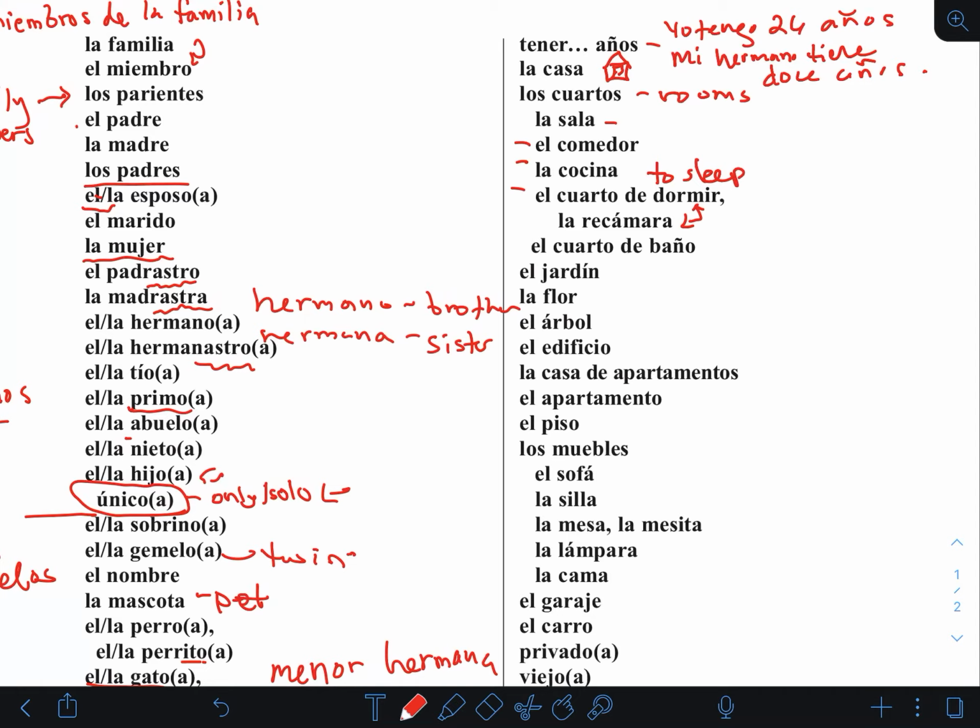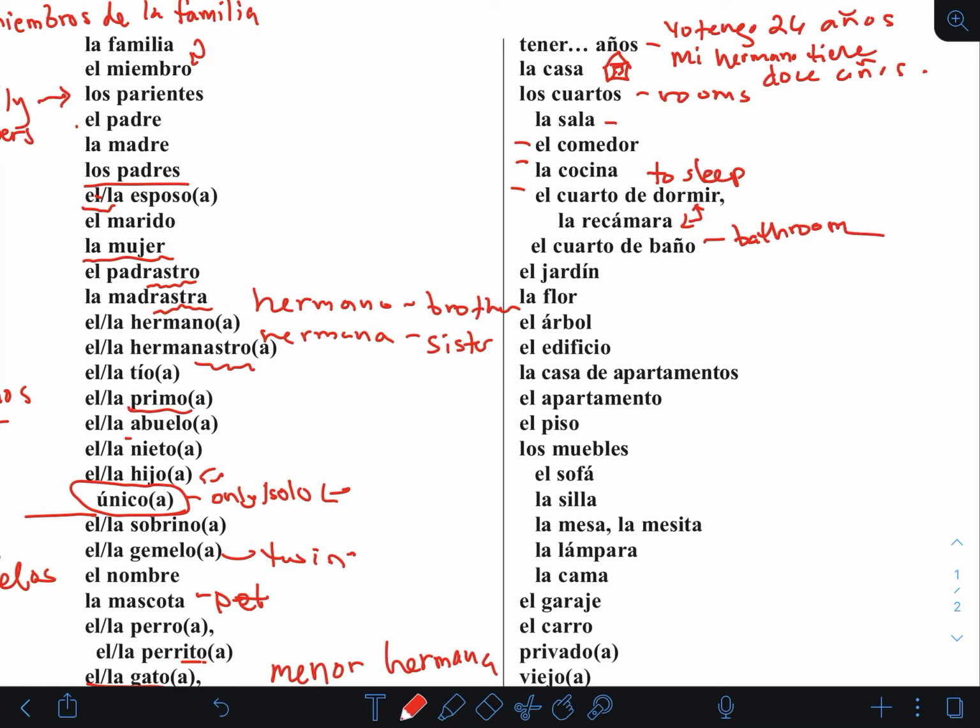You could also say la recámara would also be bedroom. I've never used that word in my life, so not sure. This has been a word before, and it's not actually in this book. It'd be habitación. It could also mean bedroom. If you've seen that before, you could probably use it. El cuarto de baño, or I just call it el baño, bathroom. You guys know this.